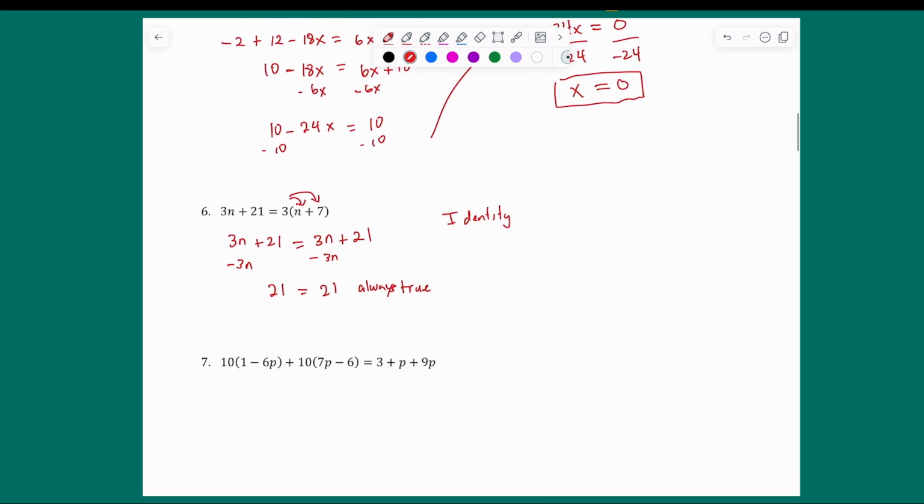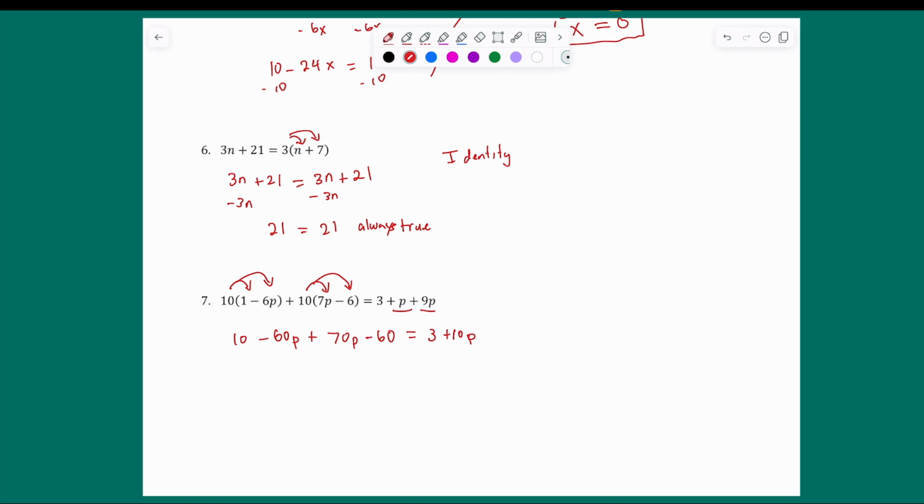The next one here, we have an equation that has a lot to do on the left, and the right-hand side as well. So let's distribute the 10. Number 7 here: we distribute the 10 to get 10, and then 10 times negative 6p to get negative 60p. Then for the next term, we distribute 10 into the parentheses to get 10 times 7p, which is 70p, and then 10 times the negative 6 to get negative 60. That equals 3, and then on the right-hand side, we have like terms of p and 9p, so that gives us 10p.